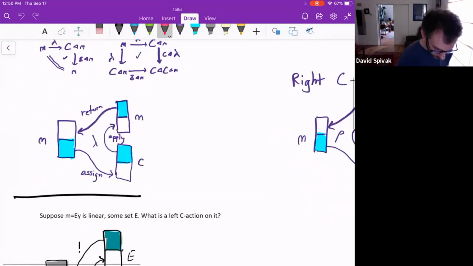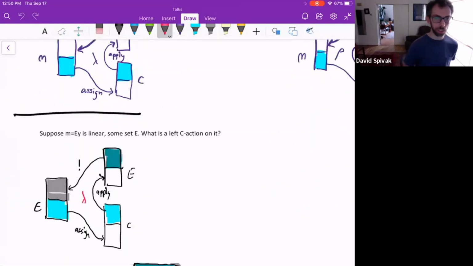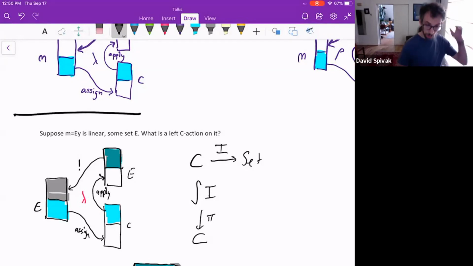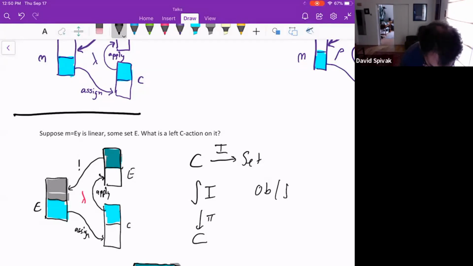Okay, so using polyboxes, suppose M is linear, so it's E times Y. What is a left C action on it? Well, it's this lambda thing. So here's what's going to happen. A functor from C to set, maybe I for database instance, you can take its category of elements down to C, and that is basically how this linear left C module is thinking about things. E is going to be the objects of this category of elements. And pi is the assign.